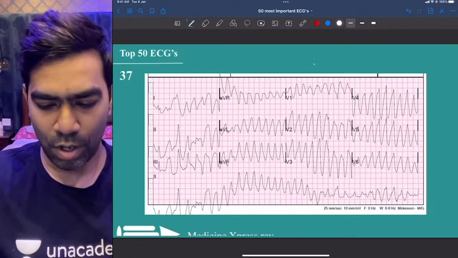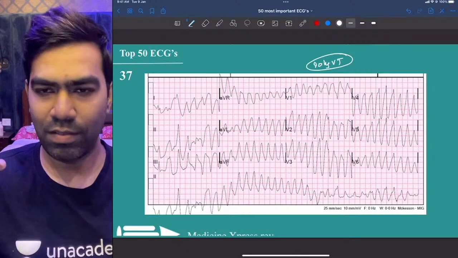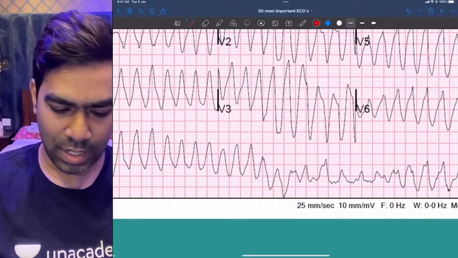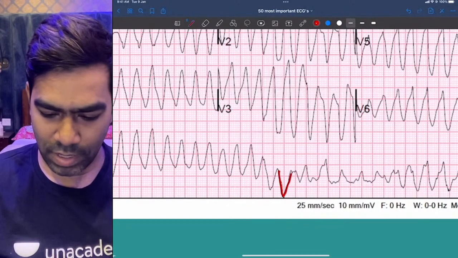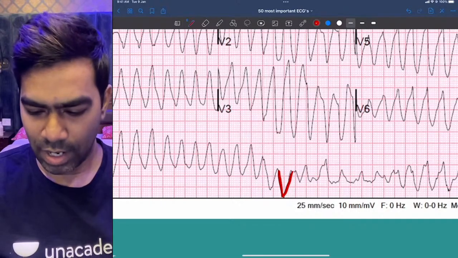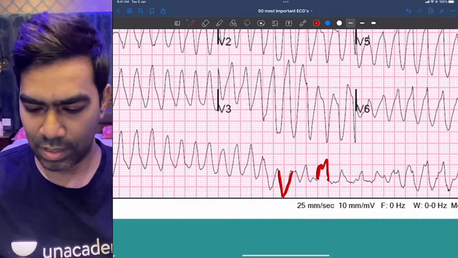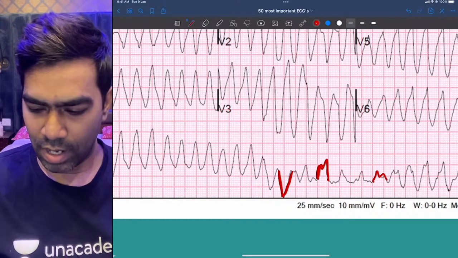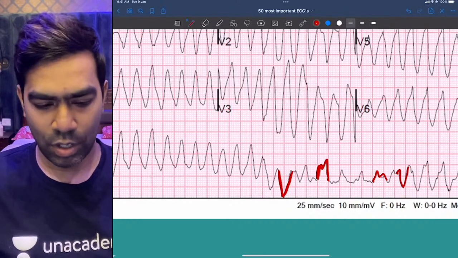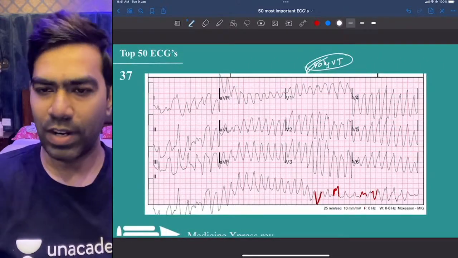So this is an example of a polymorphic ventricular tachycardia. As the name suggests, it's polymorphic. You're going to have different morphologies of ventricular complexes. As you can see here, look at this area. This patient has a QRS morphology like this in one area, and you look at the morphology of this one, it's looking like this, and look at this morphology, it's different, and look at this morphology, it's different. So you're having multiple different QRS morphologies on top of ventricular tachycardia. That is why this is called a polymorphic ventricular tachycardia.